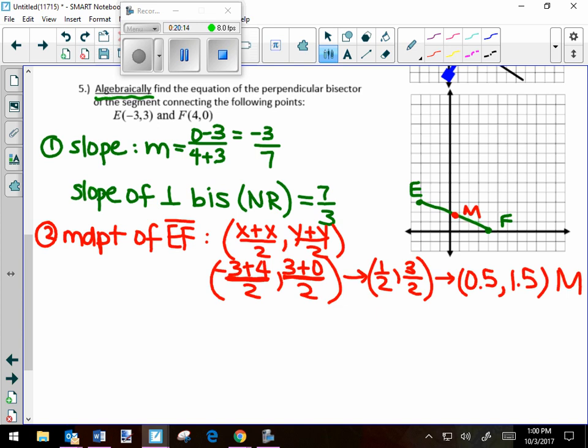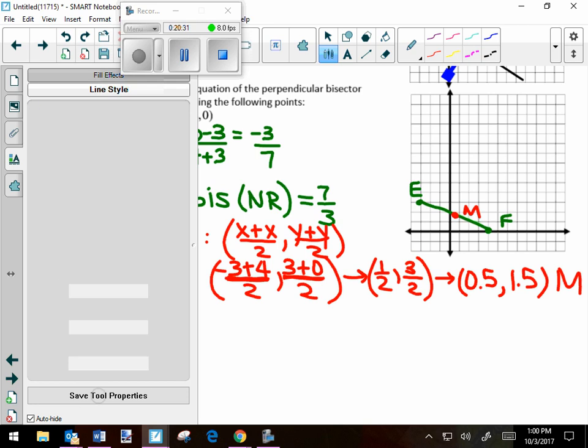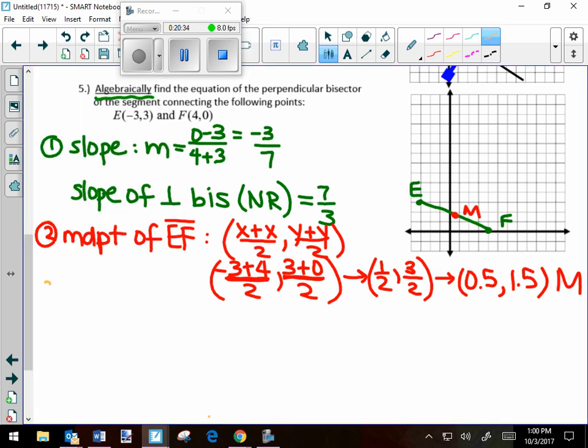Please do not forget what we are looking for. We are looking for the line that is perpendicular to segment EF, passing through the midpoint because it bisects it. So when I get to this point, I say, okay, I have the information that I need to continue on to part 3. I know a point that the perpendicular bisector passes through, which is point M, 0.5, 1.5. And I know the slope of the perpendicular bisector, which is 7/3.